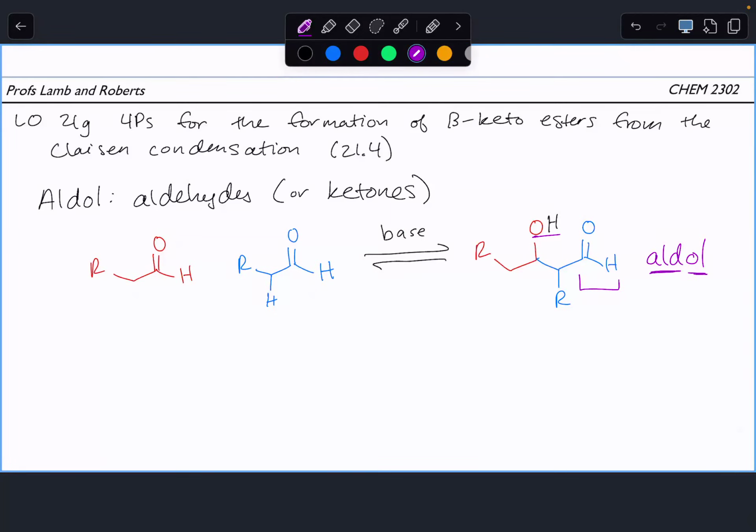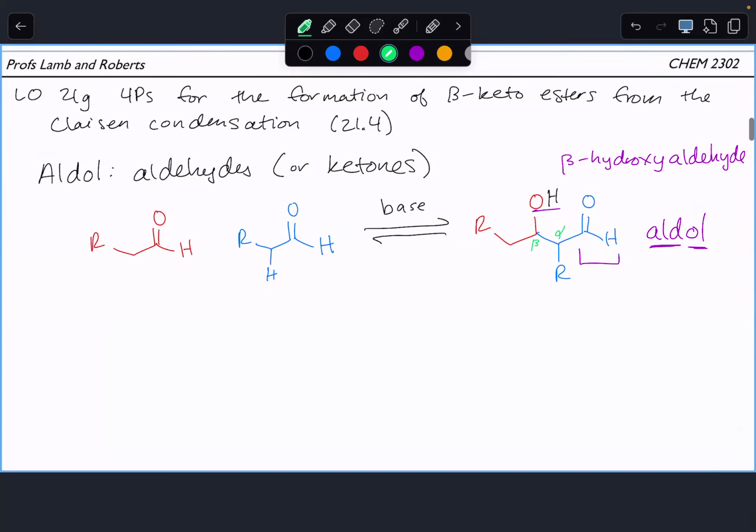We could also call this a beta hydroxy aldehyde. Again, remind ourselves that the position next to the carbonyl is the alpha position, and the next one is beta. So beta hydroxy means that there's an OH at the beta position. So that could be called a beta hydroxy aldehyde. Okay, so that's what we talked about on Monday. Two aldehydes reacting with itself to form this aldol product.